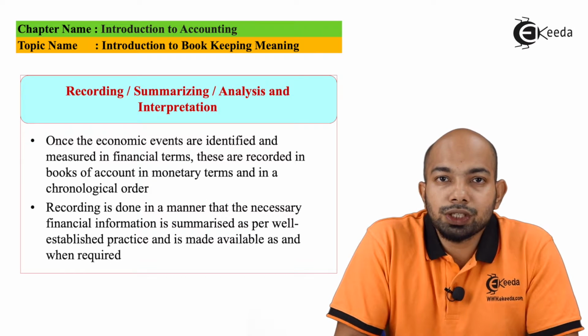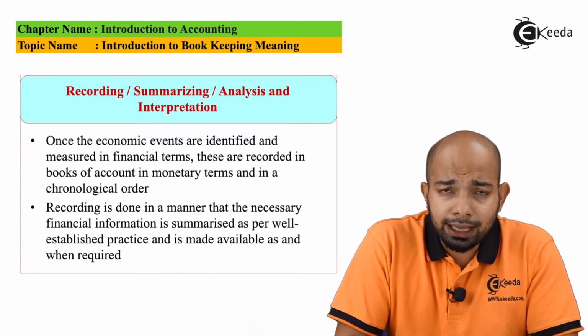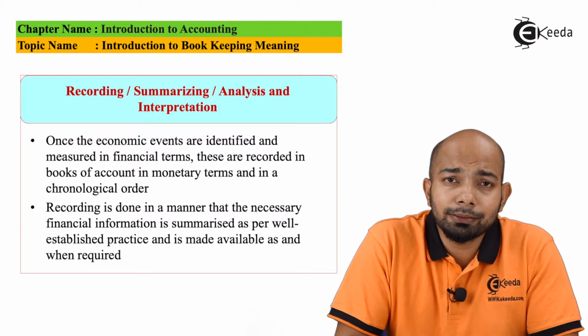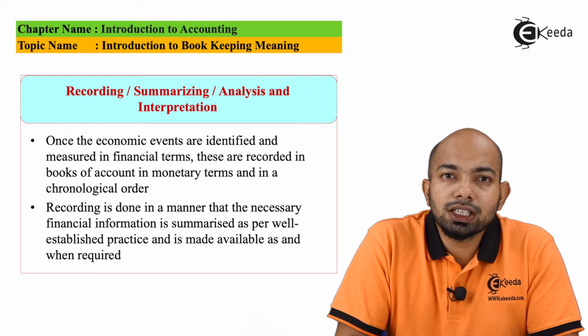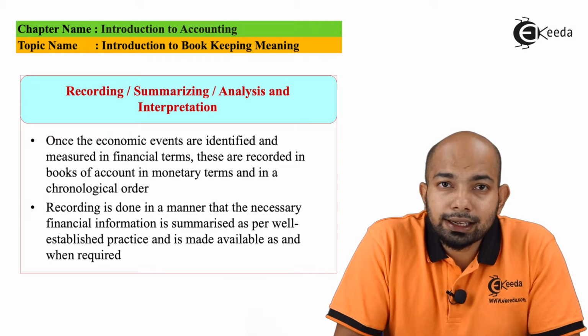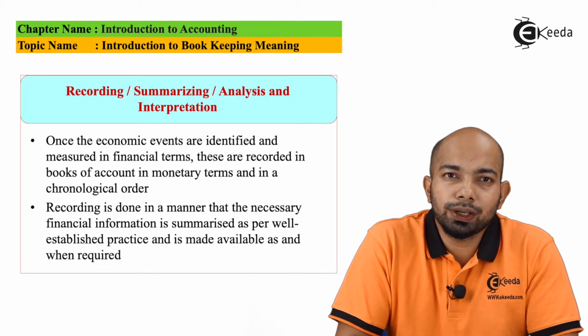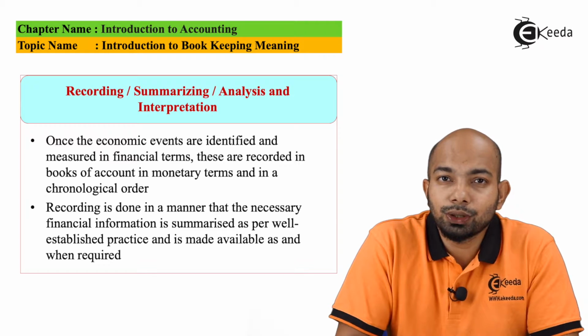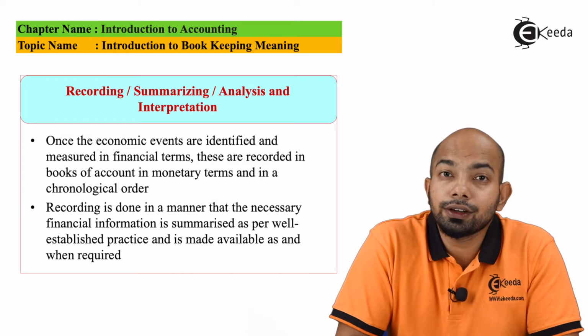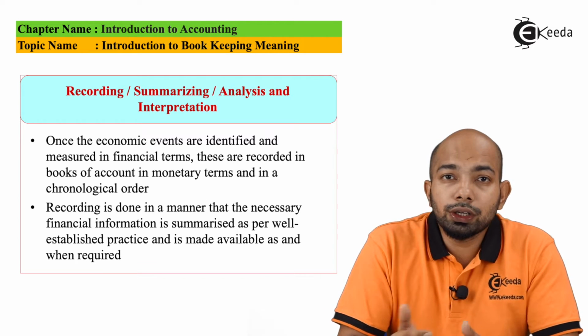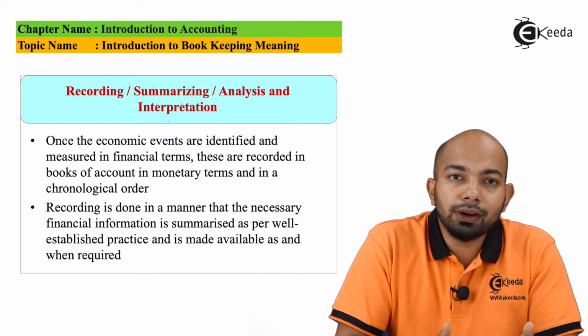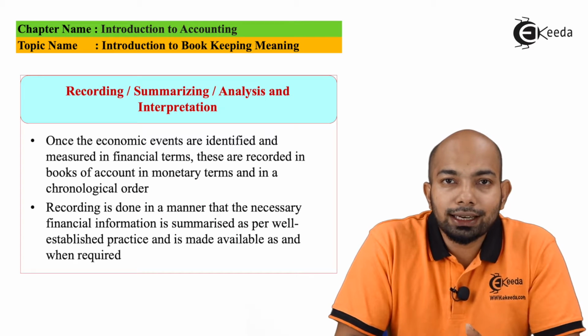Now, after recording the transactions, we have the next process, which is known as summarizing. As I said, we'll be categorizing all these transactions under one specific roof. If you have a purchase transaction, it will go under the purchase register. That is known as summarizing these transactions after recording them. Once you have recorded the transactions, you will summarize them under one category.